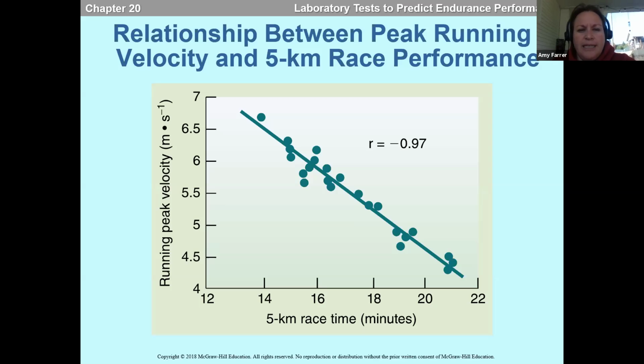So again, if we look at running peak velocity and 5K times, you're going to see the higher the speed, the faster they're able to complete the activity. And that stays pretty true to that line. So it really does help with race performance.